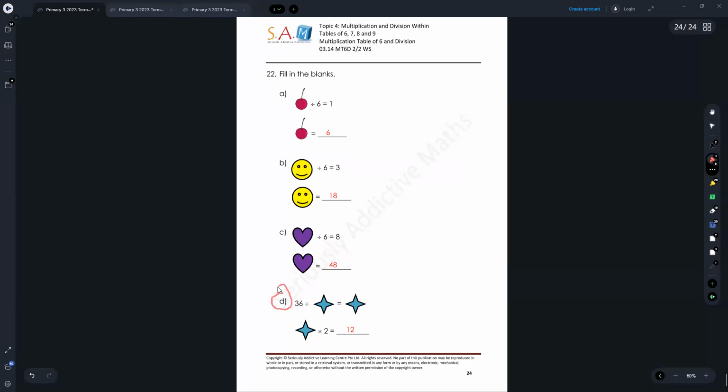Question D. 36 divided by star equals star. What is star? Here it means question mark. So 36 divided by this number equals the same number. So then they have to think about it, right? Which number multiplied by that same number will give you 36? So they can use multiplication to help them. The answer is 6 times 6 equals 36.